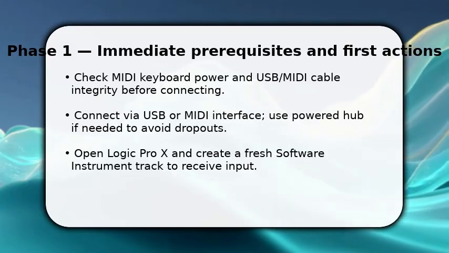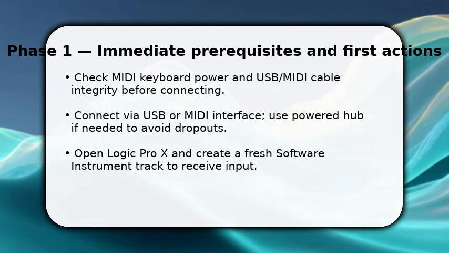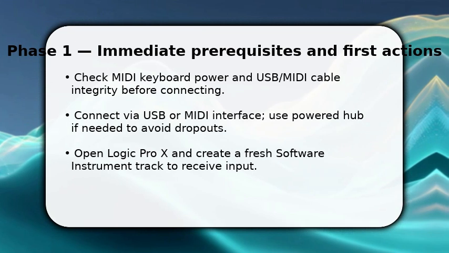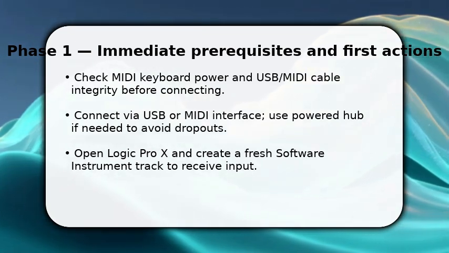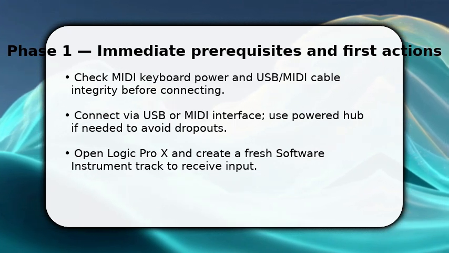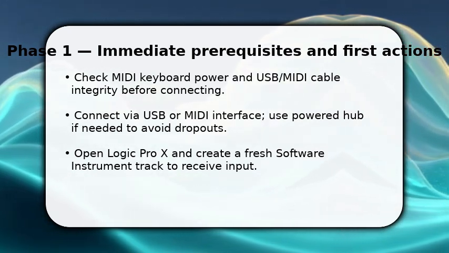You start by powering your keyboard and connecting it to the Mac. Choose USB for simplicity, or Midi DIN through an interface if you need legacy gear. Once connected, make sure the keyboard shows power and the Mac recognizes a new device in system information. This tells you the physical link is sound.